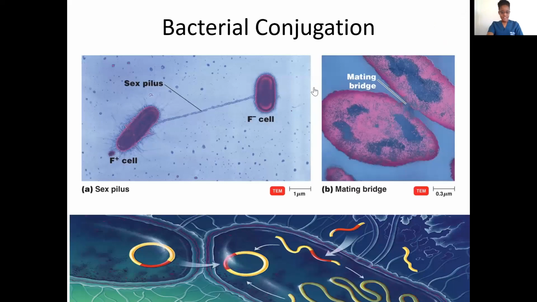So this is just a diagram to help us appreciate what a sex pilus is. So we have the F positive cell here, we have the F negative cell, and we have the sex pilus. So the gene of interest is going to move from the F positive cell to the F negative cell. The second diagram here is just showing us a mating bridge of what exactly happens.